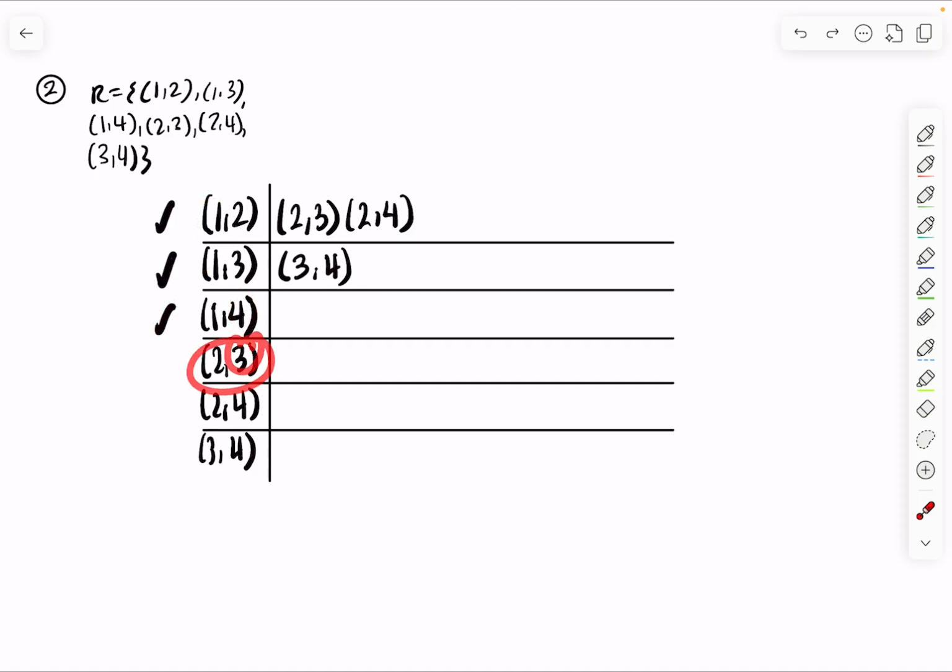For this one, there's a 3. Do you have any points that start with 3? Yes, this one. So that's the point you're going to put in here. Then look at the outskirt values. Is there a 2, 4? Yes, there is. You're done checking all of the points in this row, so you're done with this point. Moving on to the next one. Here we have 4. Are there any points that start with 4? No. So by default, it's a check. Here we have 4. Are there any points that start with 4? No. So by default, it's a check. When you have all checks for every single point in your relation, that means that your whole relation is transitive.